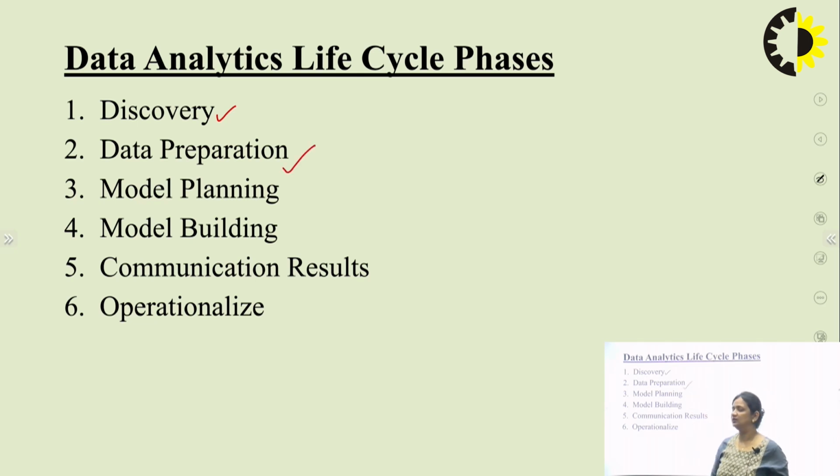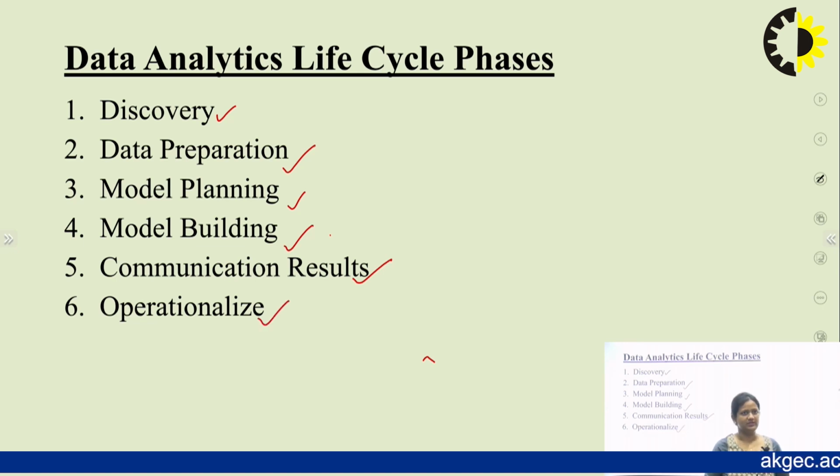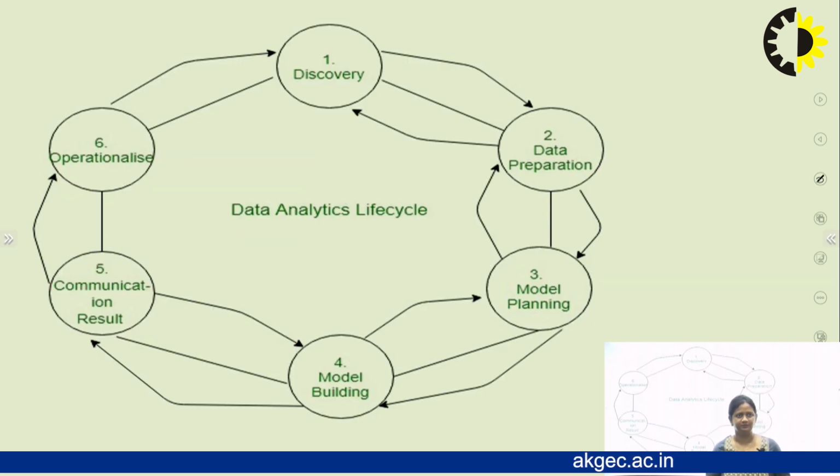The next stage of the data analytics life cycle is data preparation. In this phase, we prepare our data according to our need. Then we plan the model, then model building, then communicating results, and then operationalize. These are the six phases of the data analytics life cycle.